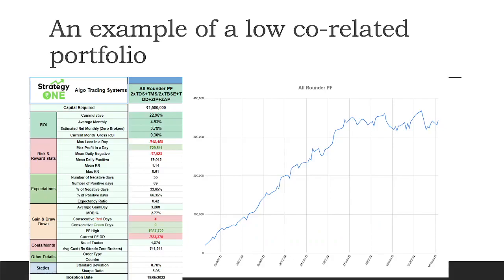And there's an example that I wanted to share with you, which was about a non-correlated or lowly correlated portfolio. We have five strategies that we are putting together, and we're showing live data from 19th of May for these strategies. As you can see, this is TDS, TMS, TBAC or TDB on as a scalper, TDD, Zip and Zap. This portfolio has a cumulative return of 23% since mid May. This is on live.